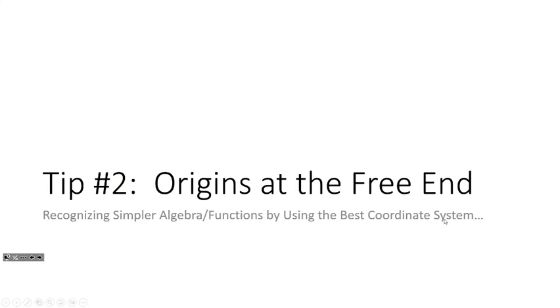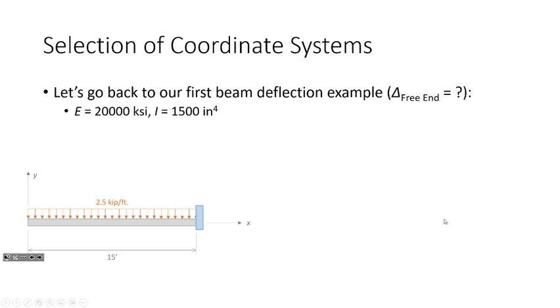Now let's talk about tip number 2, which is origins at the free end. Okay? What I mean by this is I want to recognize that the algebra will end up being simpler if we use what I'm calling the best coordinate system. And to explain this, let's look at this problem. This is a problem that we did in class together.